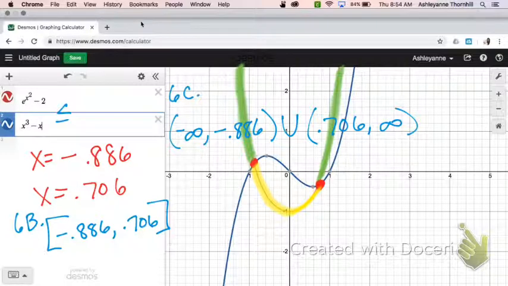So when it's above, it's like the stuff on the outside. When it's below, it's the stuff in the middle.